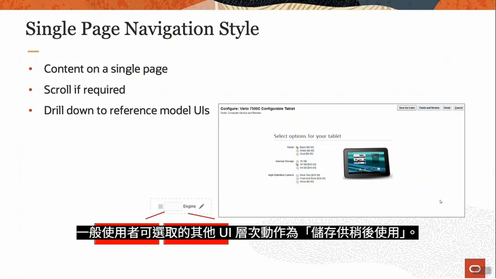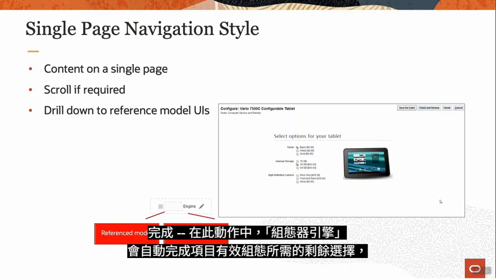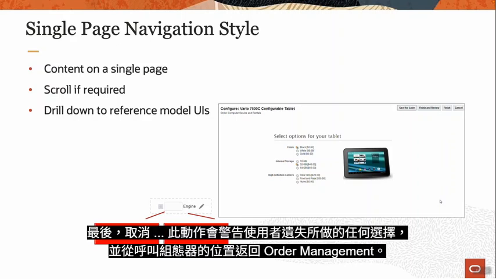Finish and review. With this option, the configurator engine finishes the configuration and navigates the end user to a review page where all the selections are displayed for review. Finish. In this action, the configurator engine automatically completes the remaining selections that are required for a valid configuration of the item and returns the selection information back to the host application. Cancel. With this action, the user is warned about losing any selections made and is returned to order management, from where configurator is invoked.